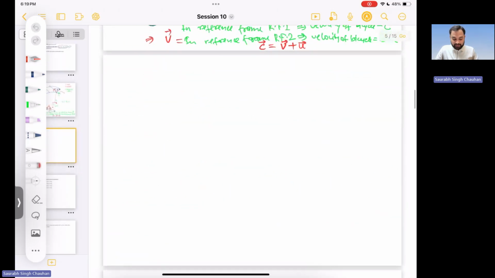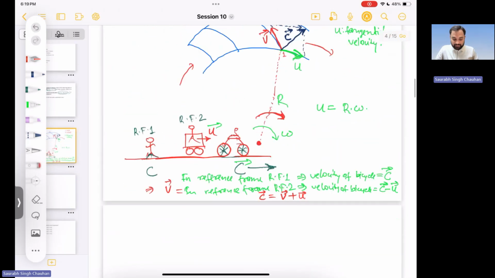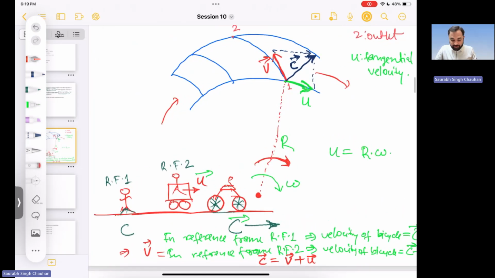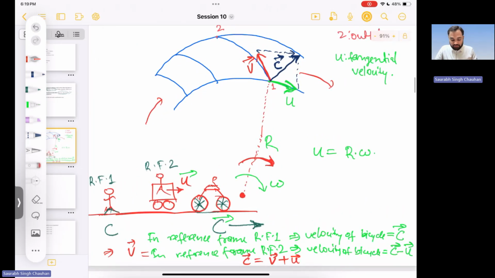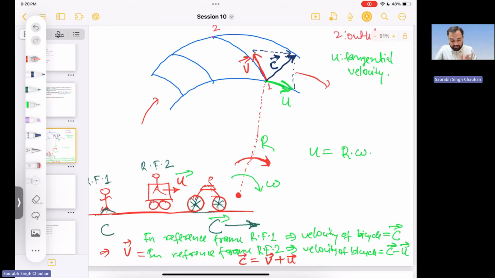So if I draw it separately, you should observe that u is the tangential velocity. By tangent, I mean it is tangent to the rotor. This is our rotor, and this is the tangent of the rotor. So u is given by r times omega.